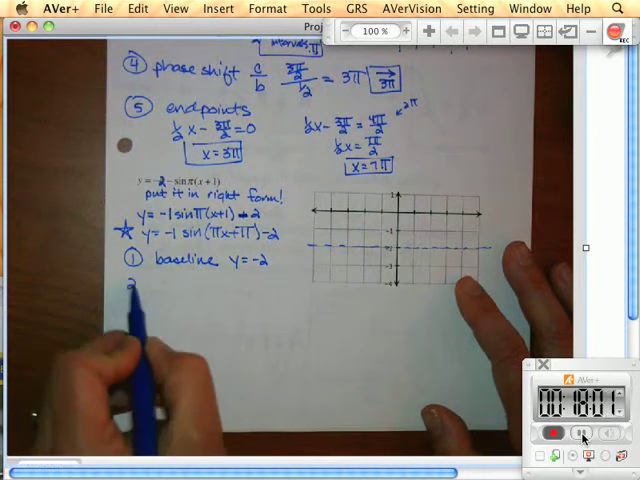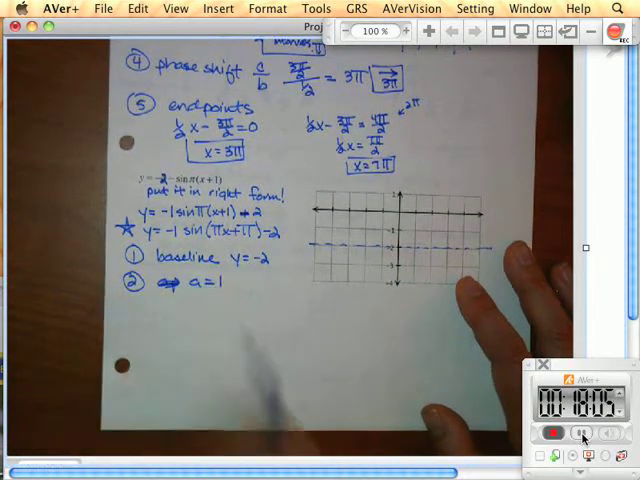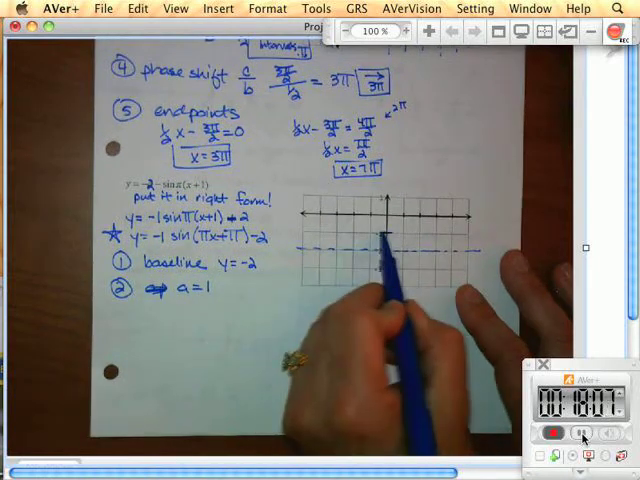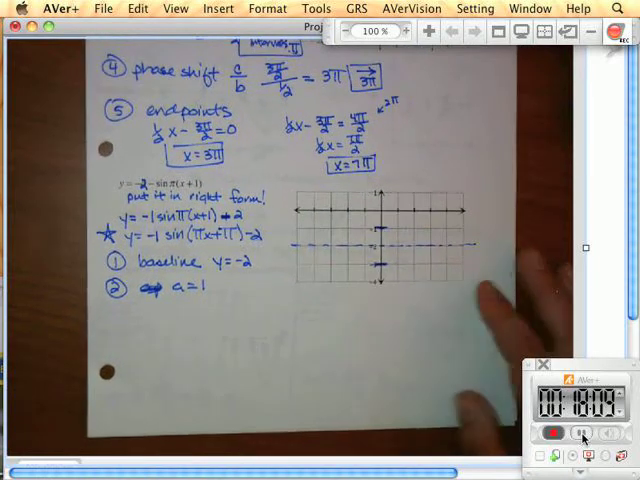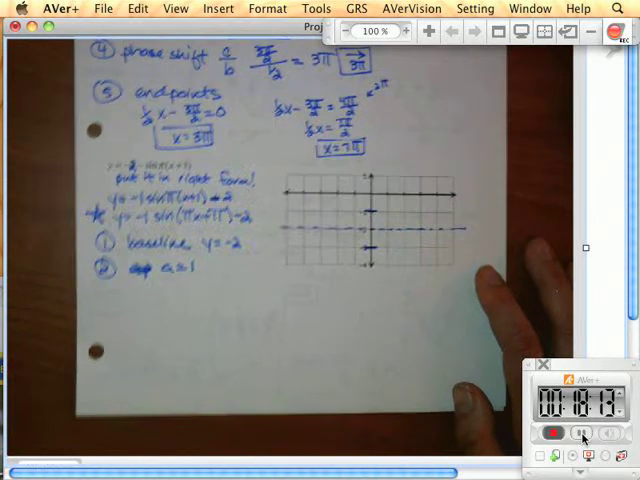What's your amplitude? A equals 1. So from the baseline, you'll be going up 1 and down 1. So I'm just marking that. From the baseline, you go up 1 and down 1.